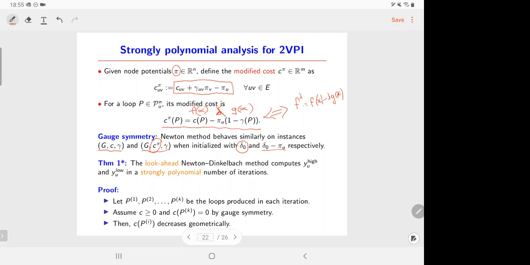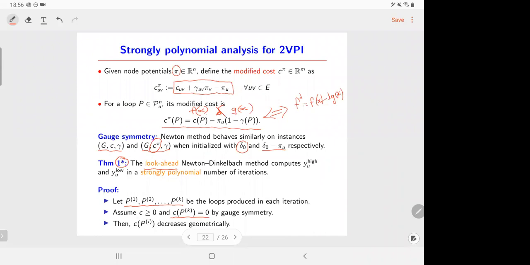Theorem 1 states that the Newton-Dinkelbach method computes y_u high in a strongly polynomial number of iterations. Well, I included an asterisk here because now I sort of cheated by using the look-ahead technique. In fact, this statement also holds if you use the conventional Newton's method. But with the look-ahead, it's easier to illustrate the ideas. So again, we let P1 up to Pk denote the loops that are produced in each iteration by Newton's method.